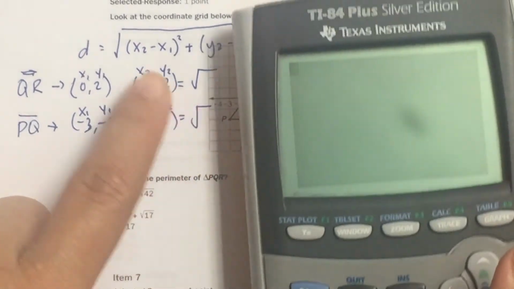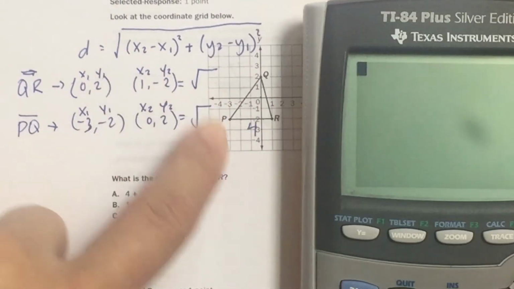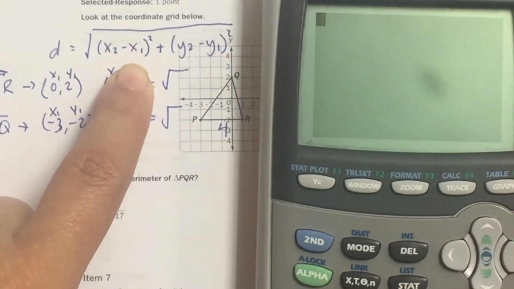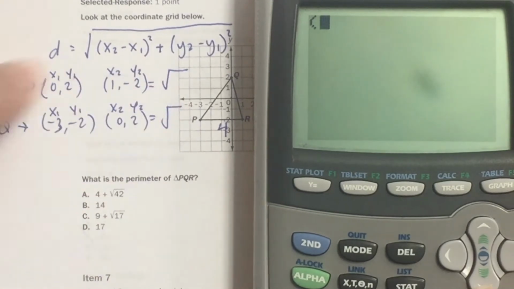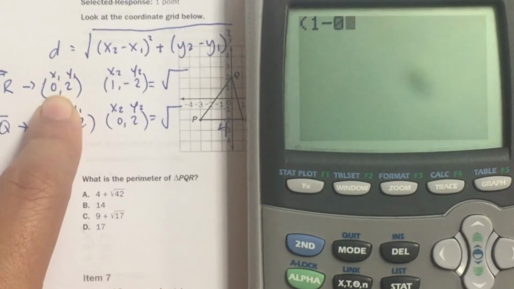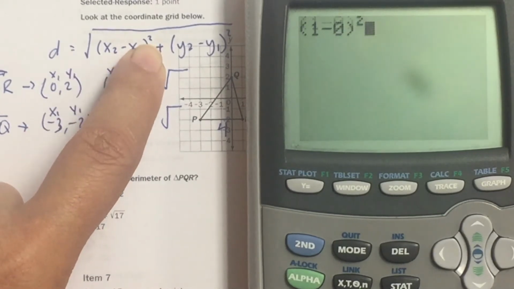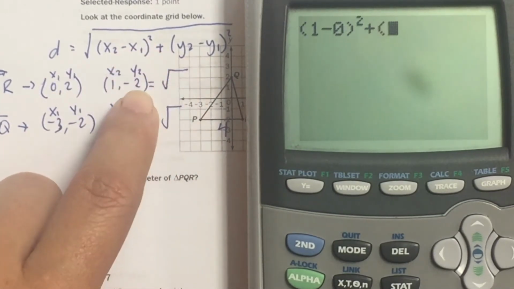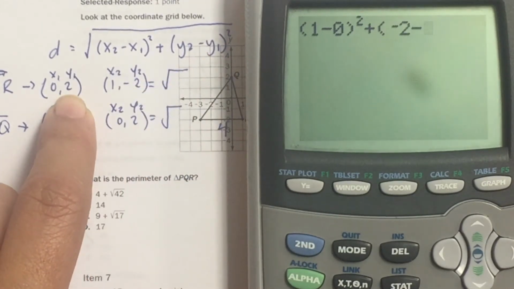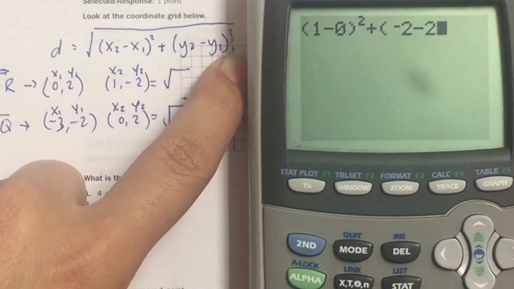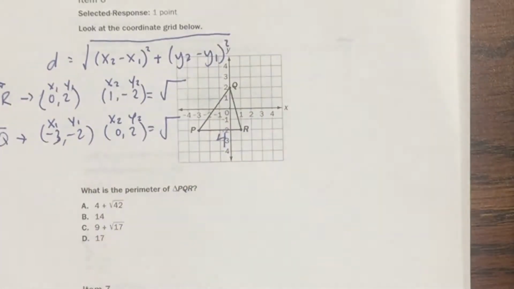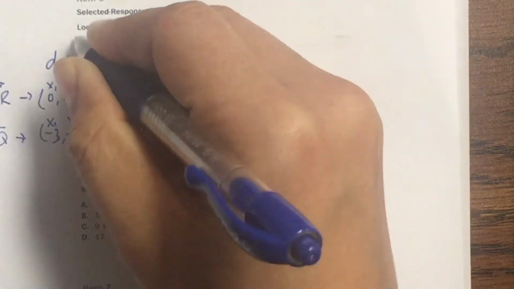I'm not going to put the square root in there. So you see how it says square root? I'm going to put that in my answer, so I'm not going to put that in the calculator. I'm just going to start with the parentheses. So parentheses, x2. Looking at this first one, x2, 1, minus x1, 0, close parentheses, squared, plus y2, negative 2, minus y1, positive 2, so minus 2, close parentheses, squared. Enter. 17. So I'm just going to put that, so square root of 17.